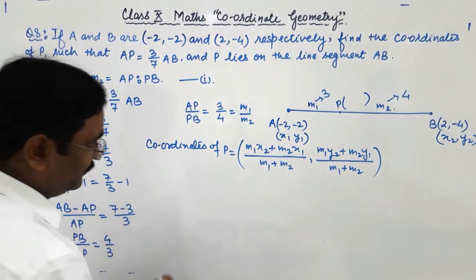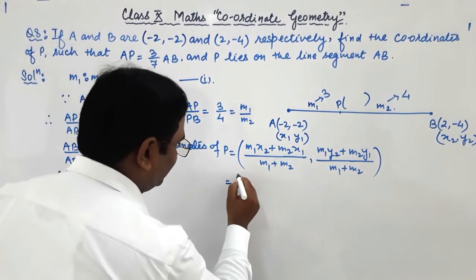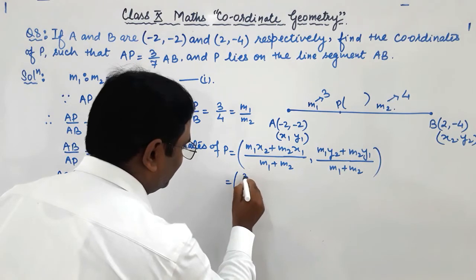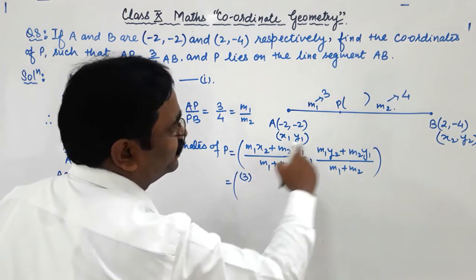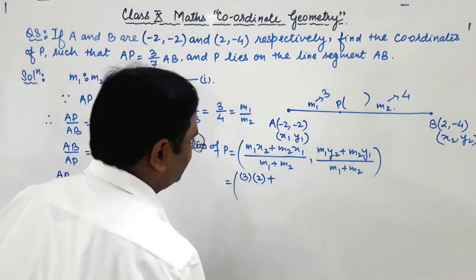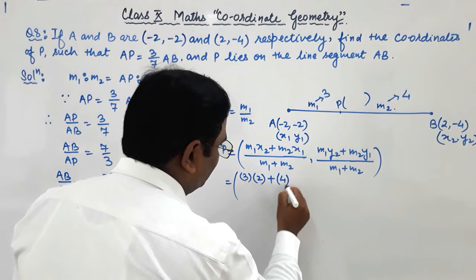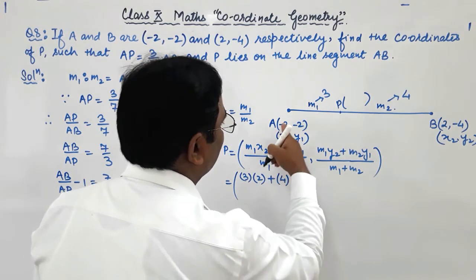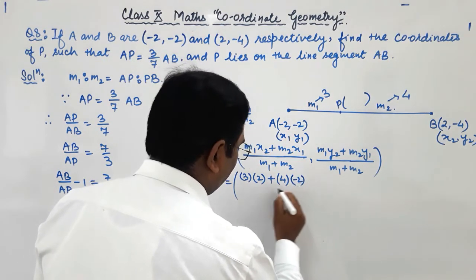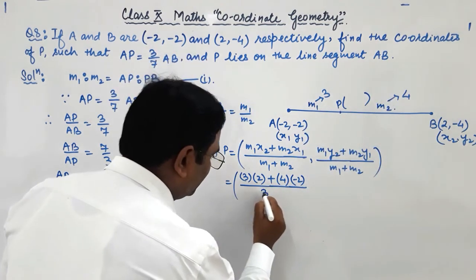Now substitute the values. You will get m1 is 3 into x2, x2 is 2, plus m2 is 4 into x1, x1 is -2 upon m1 plus m2 means 3 plus 4.